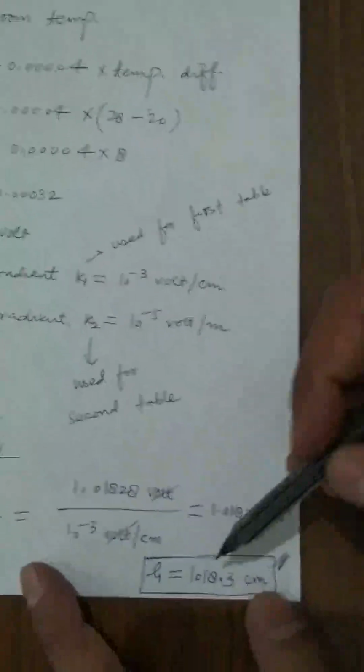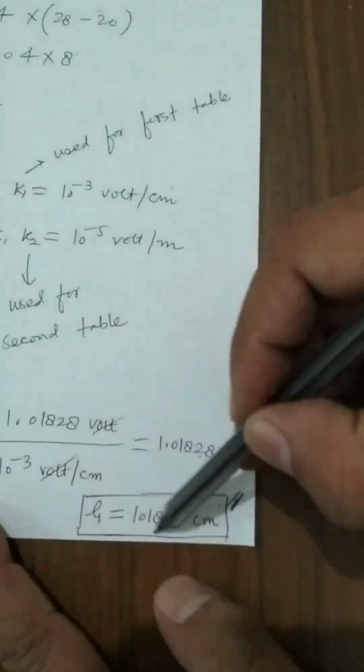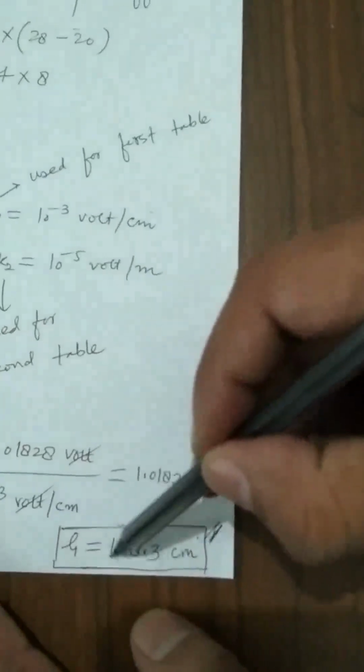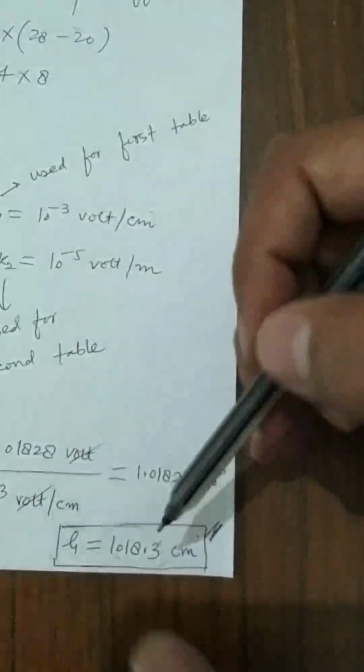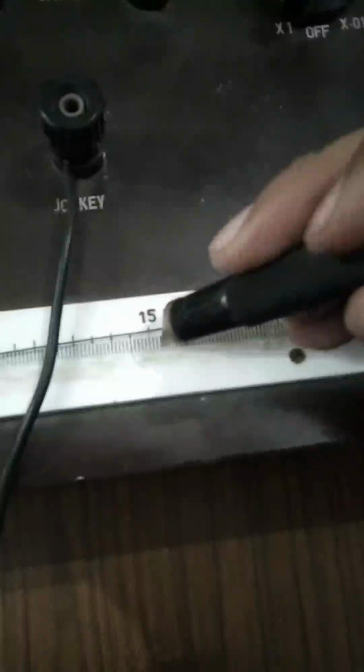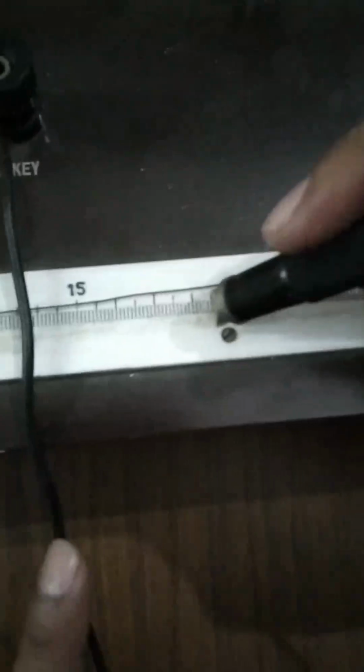Now what we have to do is put our jockey at this length, 1018.3 centimeter, and then we have to make the zero deflection in the galvanometer. That I am going to show you, okay. When I am putting my jockey over here, this is 15, you can see. The next point will be 16, the next will be 17, the next will be 18, and this is your 18.3.